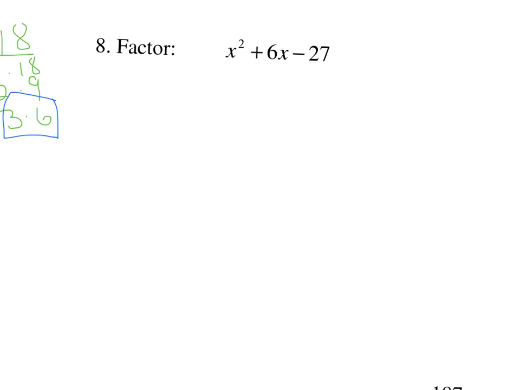And number 8, x squared plus 6x minus 27. X times x, first sign comes down, multiply the signs, positive times negative makes negative. So again, different signs mean subtraction in the middle. What two numbers multiply to make 27 but subtract to make 6? There aren't a lot of numbers that multiply to make 27, so you should find them pretty quick. It's 9 times 3.